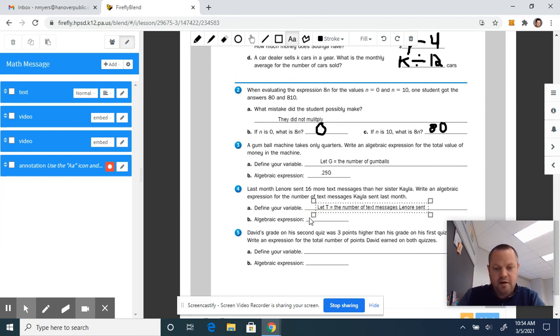All right, and then my algebraic expression. Lenore sent 16 more than her sister Kayla. So that would be T plus 16. I'm sorry, that would be minus. T minus 16. So I write that down, T minus 16. Again, we can't solve these. We don't have all the information to solve these, so all we can do is set up an expression.